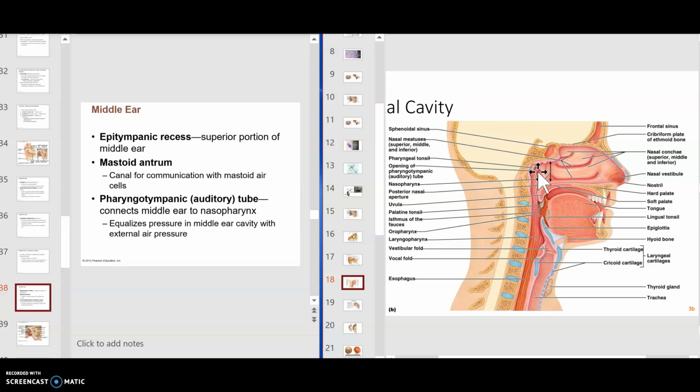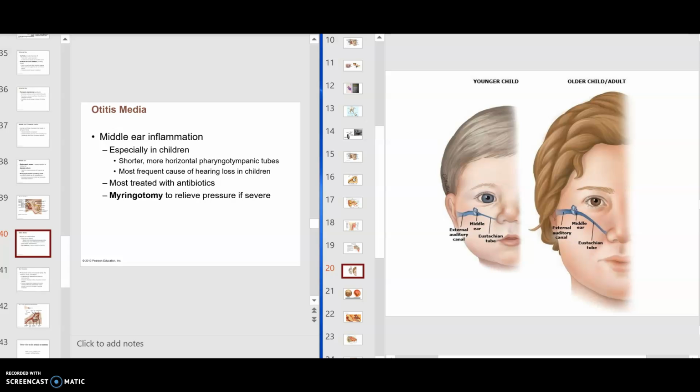Most of the time, the tube is flattened and closed, but if you swallow or yawn, it'll open to equalize that pressure. Otherwise, if the pressure builds up, it could puncture the tympanic membrane. Okay. So those are the three features that you see there. There can be inflammation in the middle ear, which we call otitis media. It's more recognizable and occurs mainly in children.